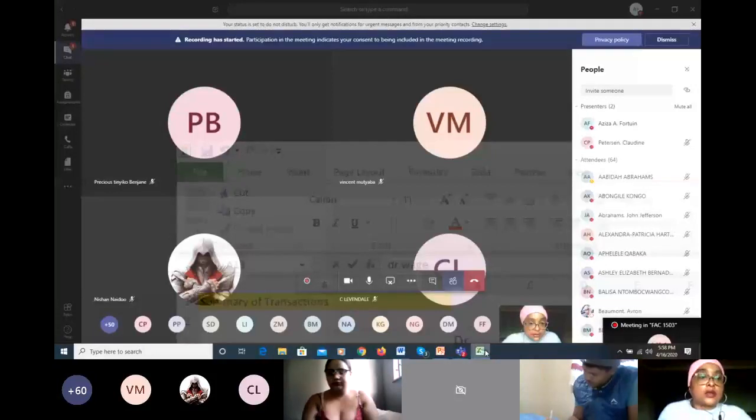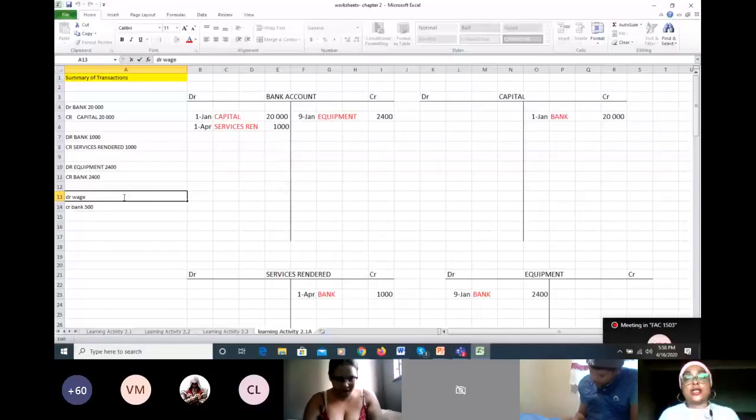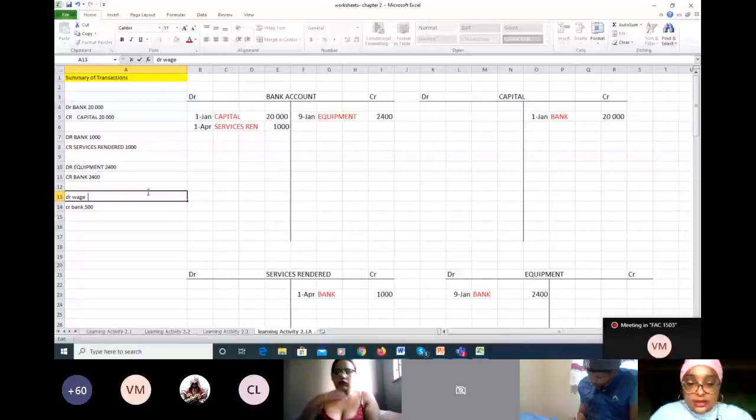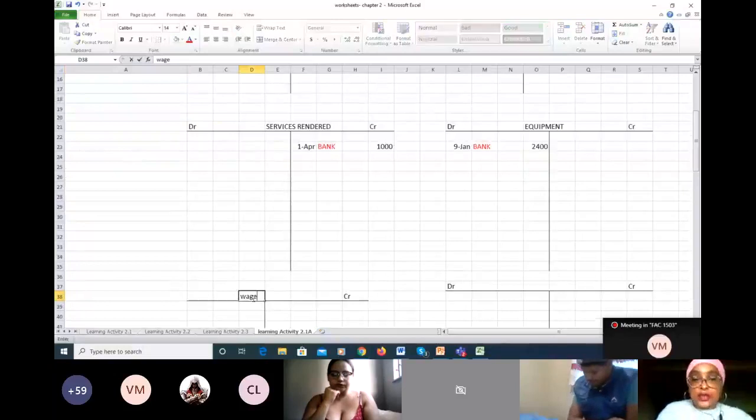Okay. I've closed that other one. So I'm going to debit my wage account, and remember wages I showed you was under equity and it is an expense. So therefore we debit our expenses, and wages is an expense, okay, because it decreases my equity, and it's 500 Rand. So I do have a bank account, but I don't have a wage account. So let's just open a wage account.